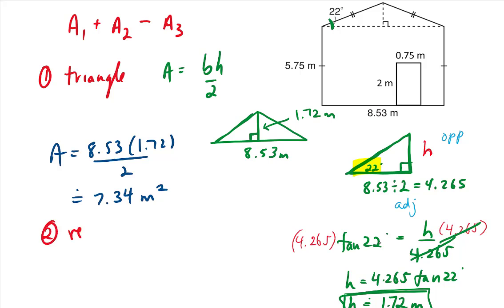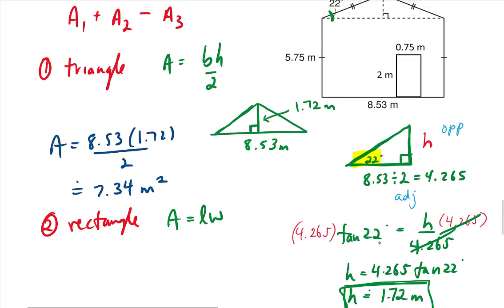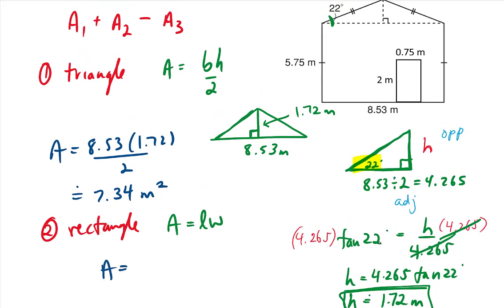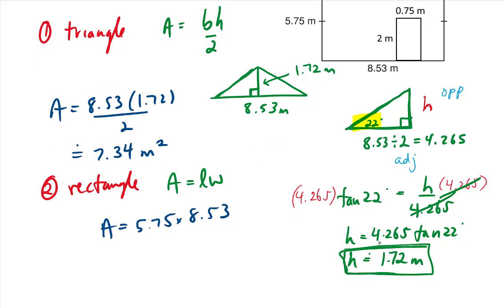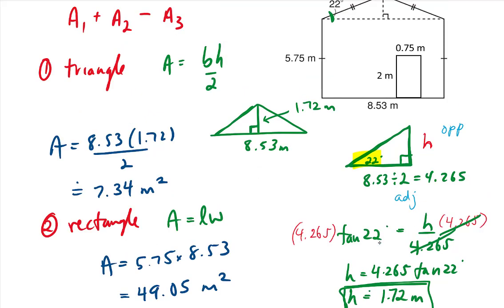Let's go to 2, the rectangle. Remember that the area of a rectangle is length times width. So in our example here, we have the area is equal to 5.75 times 8.53. And we're done. So 5.75 times 8.53 gives me an area of 49.05 meters squared. So there's the area of the big rectangle. That's this one here.